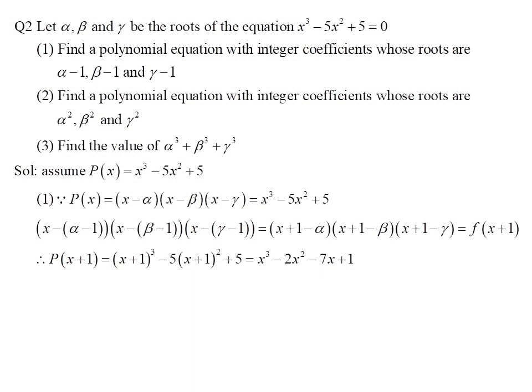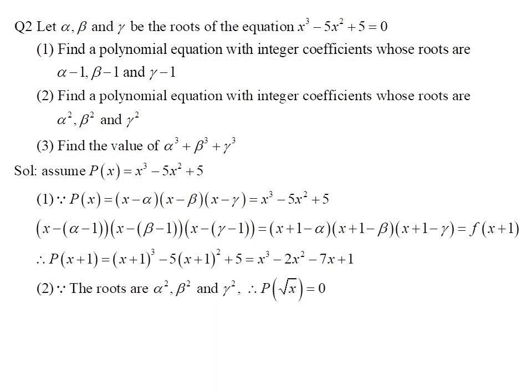So after substituting x plus 1 as the new variable, we have the expression (x plus 1) cubed minus 5 times (x plus 1) squared plus 5. After expanding and collecting the like terms, p(x plus 1) equals x cubed minus 2x squared minus 7x plus 1.